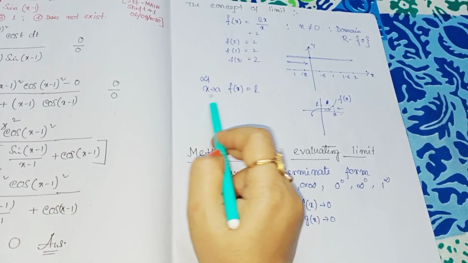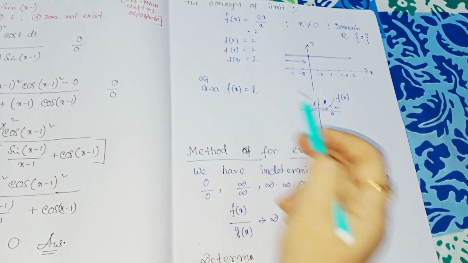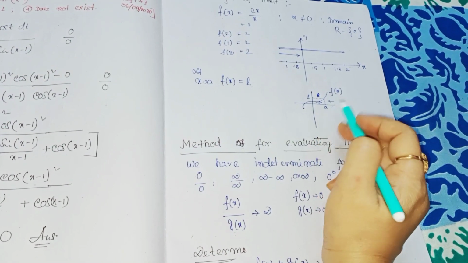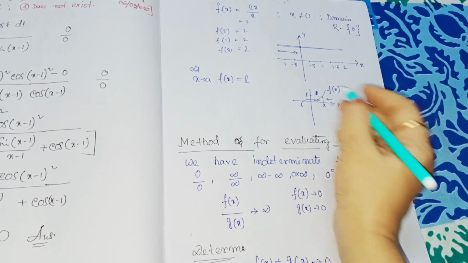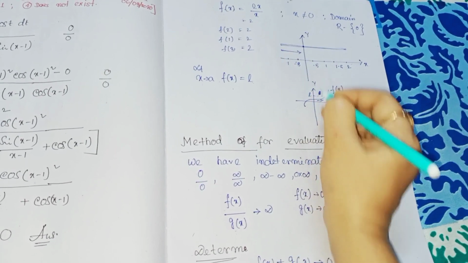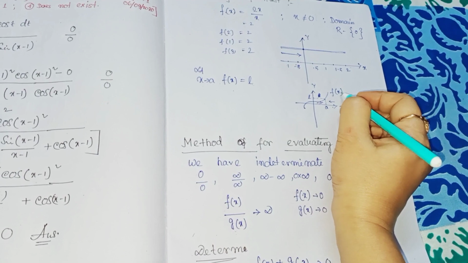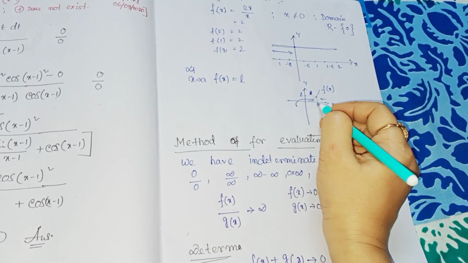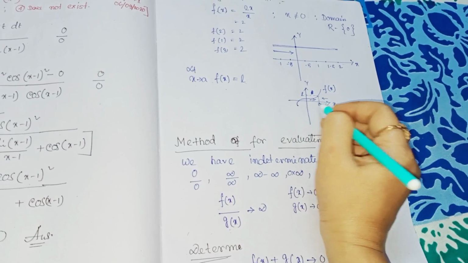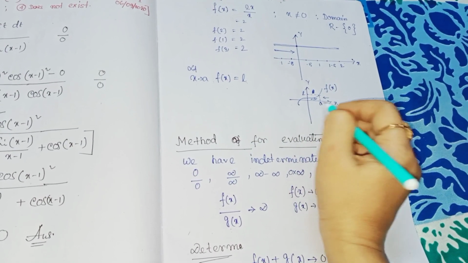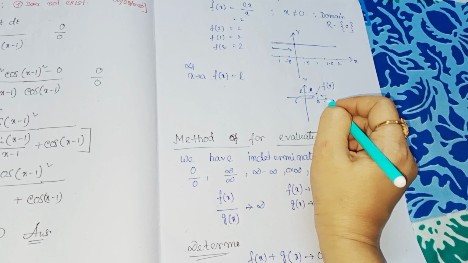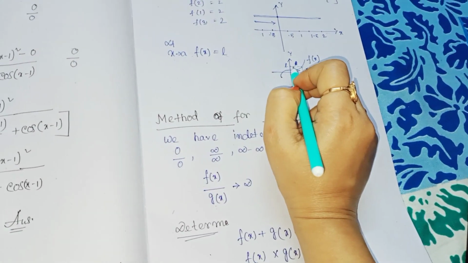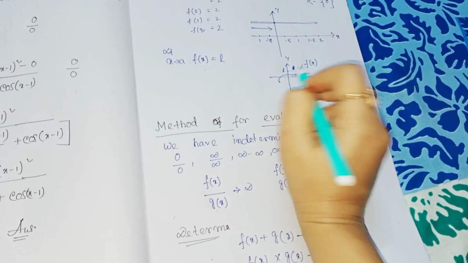So x tends to a, f of x is equal to L. Now this limit is shown here, where we plot the x-axis and y-axis. This one is the graph of f of x, and here we get a and L. What is a? a is the limiting value to which x tends, and L is the final existing value of f of x.